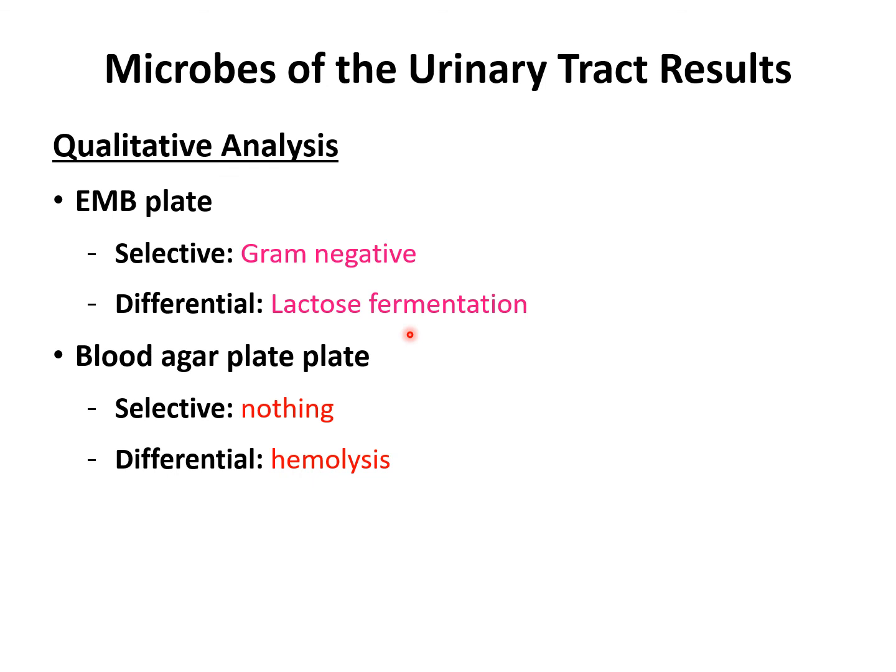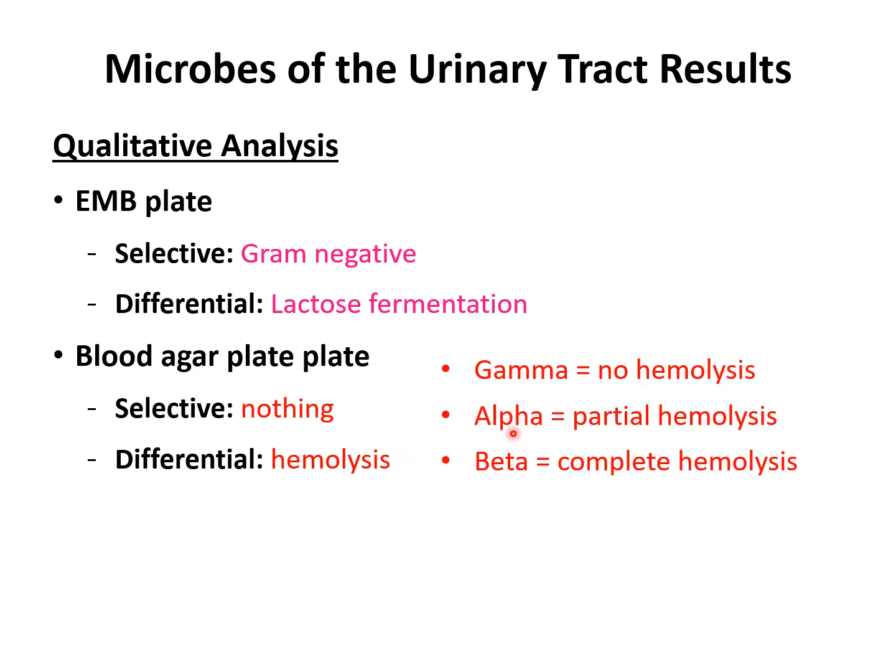We also use the blood agar plate. It's an enriched type of media, so it's not selective. It's not preventing any bacteria from growing on it, but it is differential for hemolysis. You can figure out whether it's an alpha, beta, or gamma type of hemolysis. Gamma, no hemolysis; alpha, partial; beta, complete hemolysis. We've extensively talked about the blood agar plate results before.